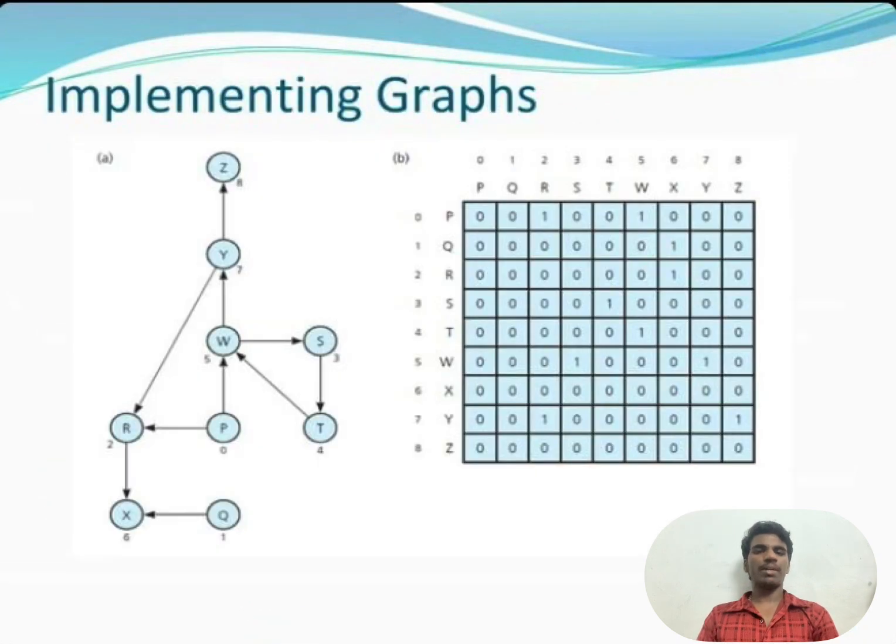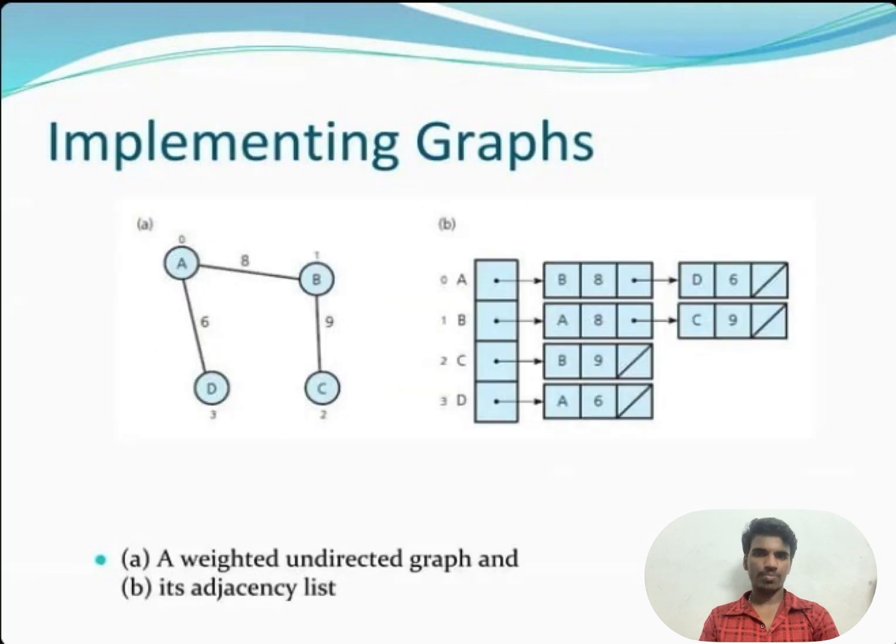Implementation of graphs. Here P is connected to P: 0. P is connected to Q: 0. Like this, the graph is represented totally by 0s and 1s.